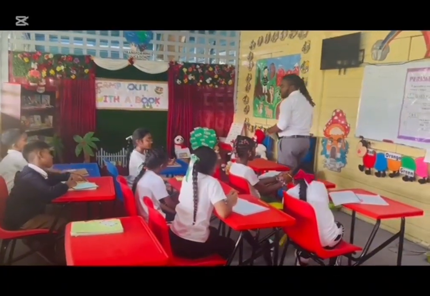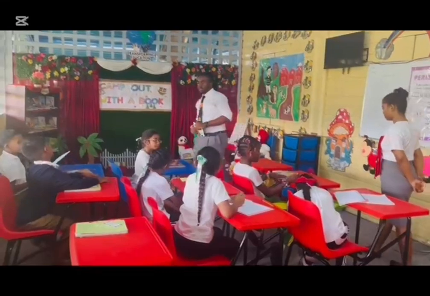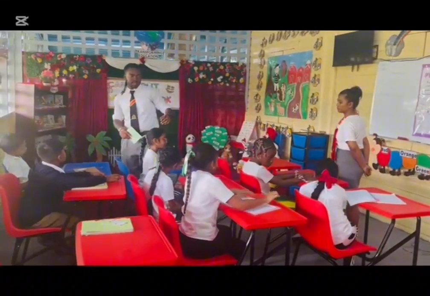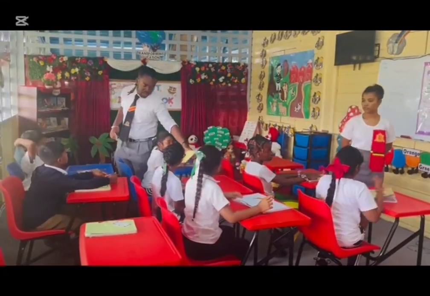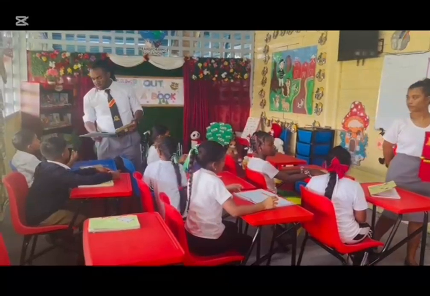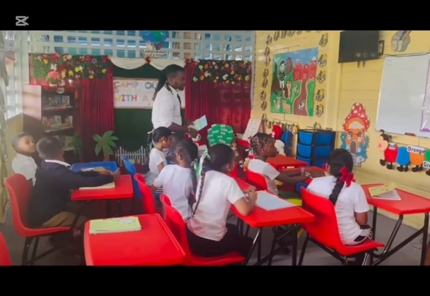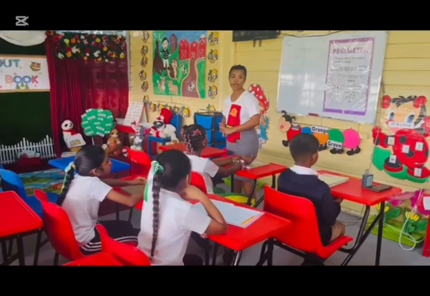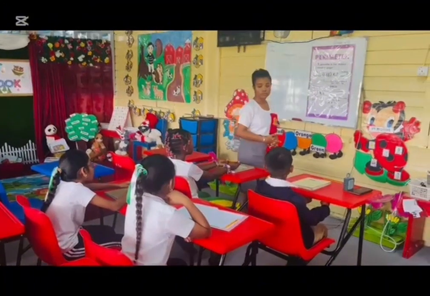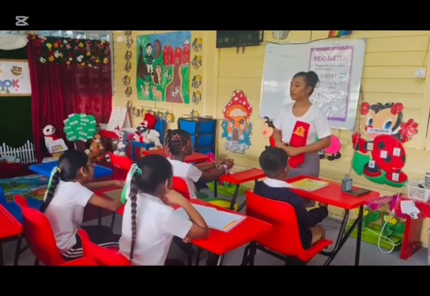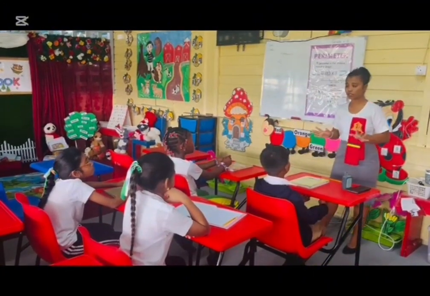Now that we've done this exercise, I hand over to Miss Nia, and she's going to explain to you a little bit more. Good. So by now you have a clear knowledge on what is perimeter and the formula to find the perimeter of a square and rectangle. Isn't that so?